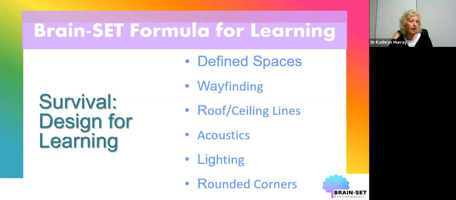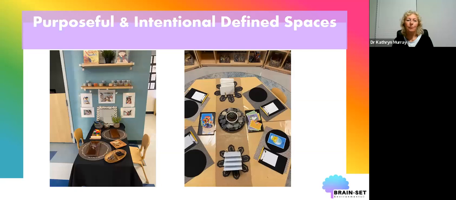So in the survival part of the brain, remember that's the brain stem, we build little defined spaces for children. We have this thing called wayfinding. We make sure that the roof or the ceiling lines are a little lower. We think about the acoustics, how loud it is in the room. We think about the type of lighting that we have in the room. And we think about these things called rounded corners. So let's have a look.